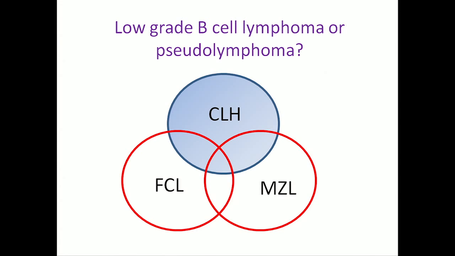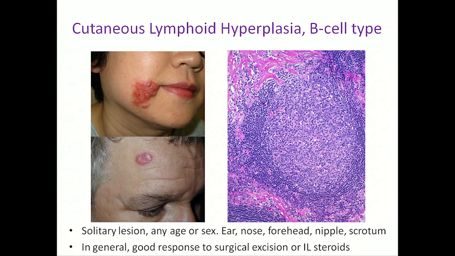And the big question is, are we dealing here with a low-grade B-cell lymphoma, or are we dealing here with a pseudolymphoma? And again, it has big repercussions for the patients. And you'll see how it's not so difficult. Those are typical cases of cutaneous lymphoid hyperplasia. They tend to be single lesions. They tend to have specific sites like ear, nose, the nipple, the scrotum, common places. And they respond well to surgery.